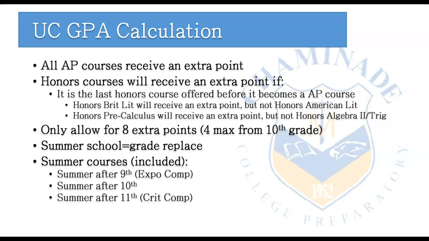Your cum GPA will be found on the right-hand side of your transcript, and it'll be underneath the semester 2 weighted. It'll have the W in parentheses, and so you're going to look for that under the 2019-2020 school year.